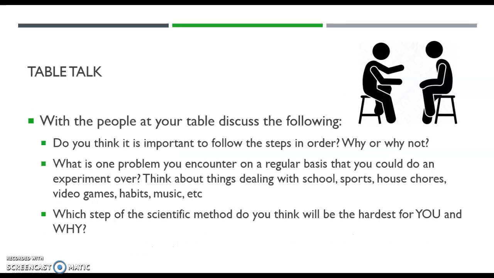So at your table, what you're going to do with people at your table, these were the discussion questions that we went through in class. Do you think it's important to follow the steps in order? Why or why not? What is one problem you encounter on a regular basis that you could do an experiment over?